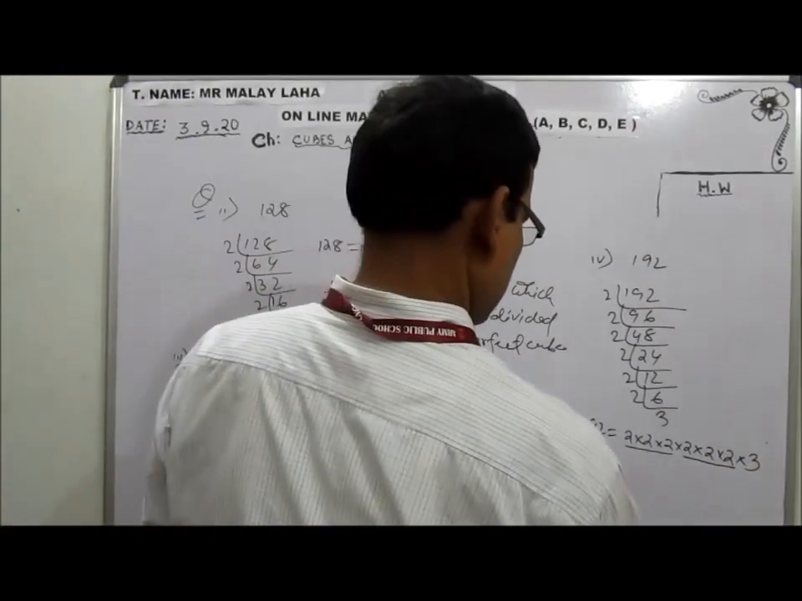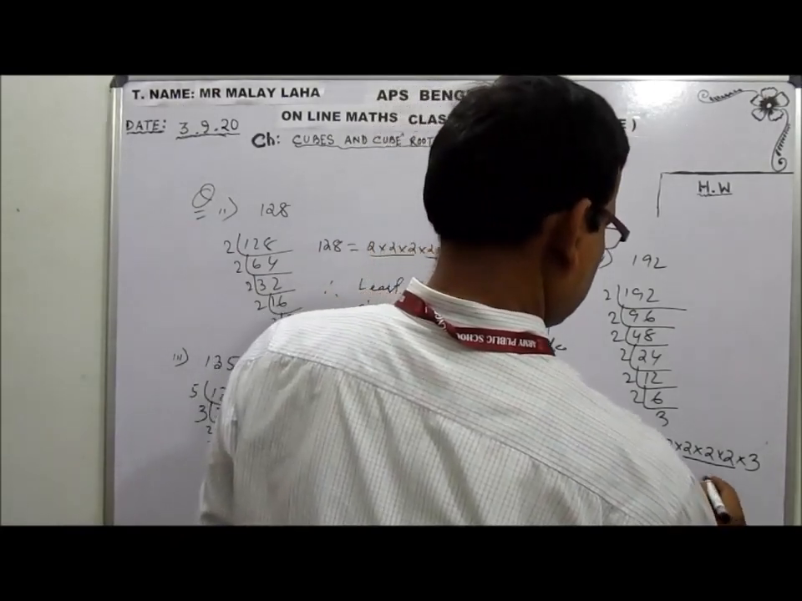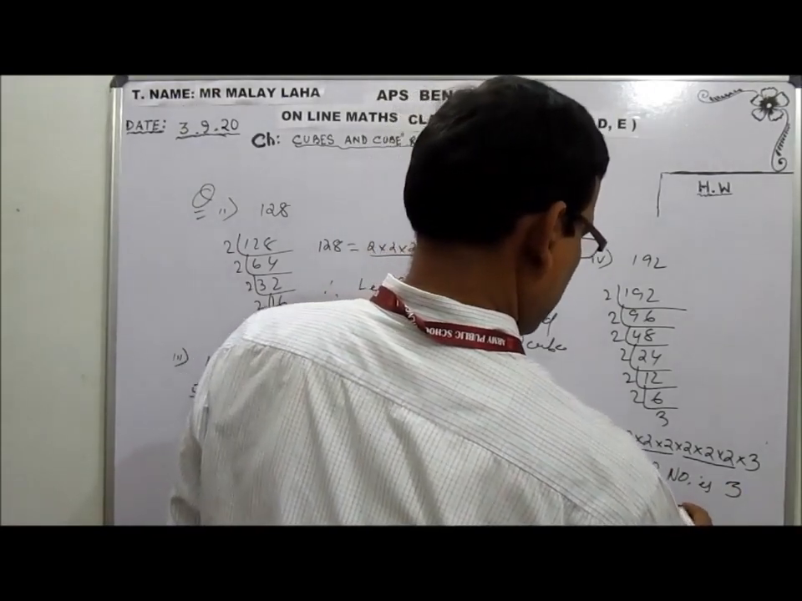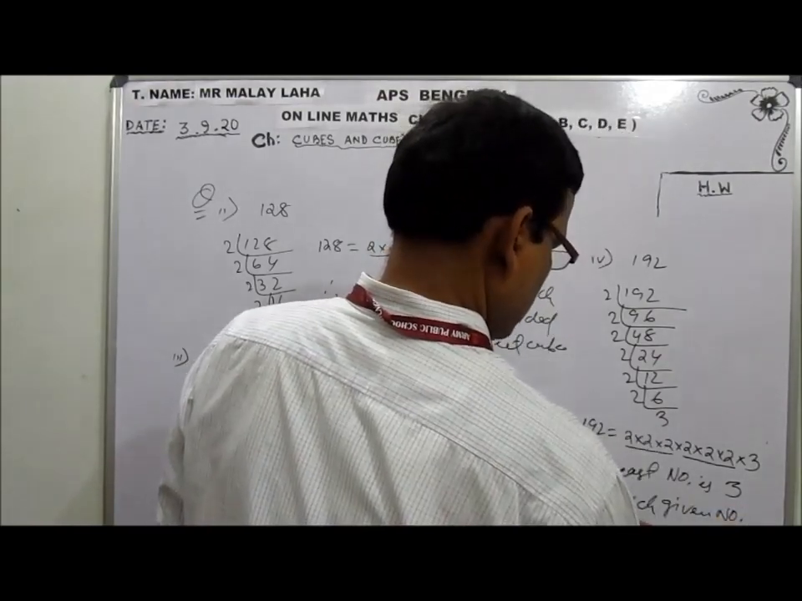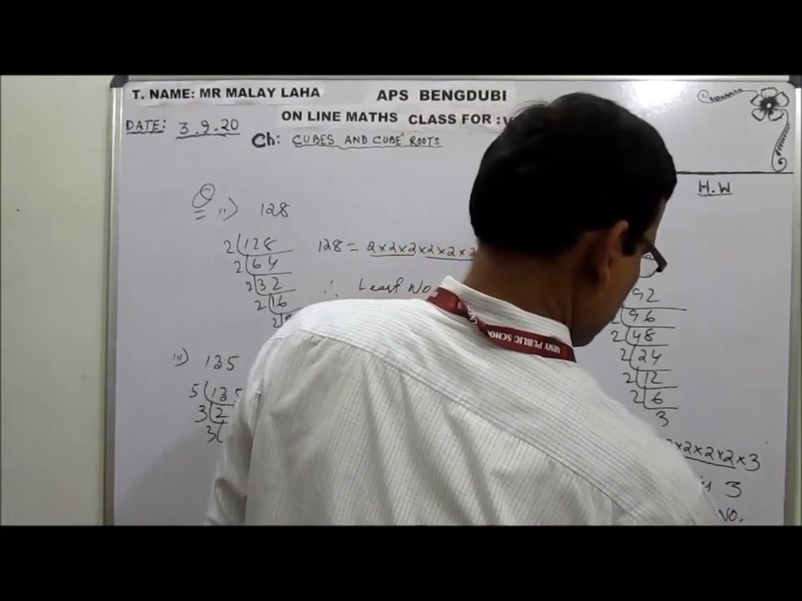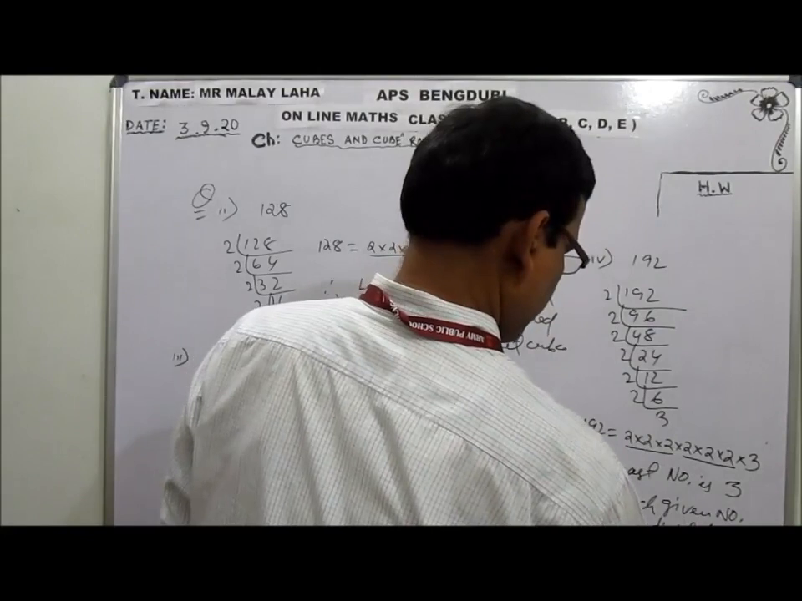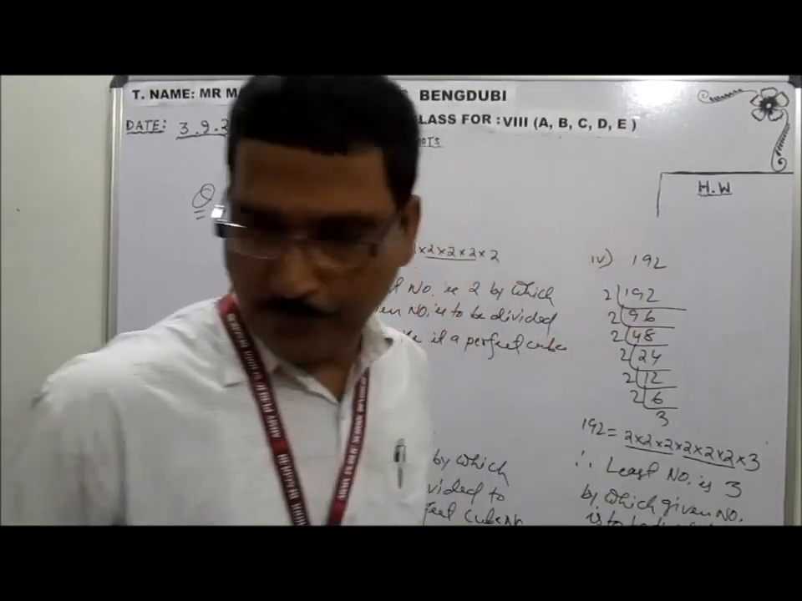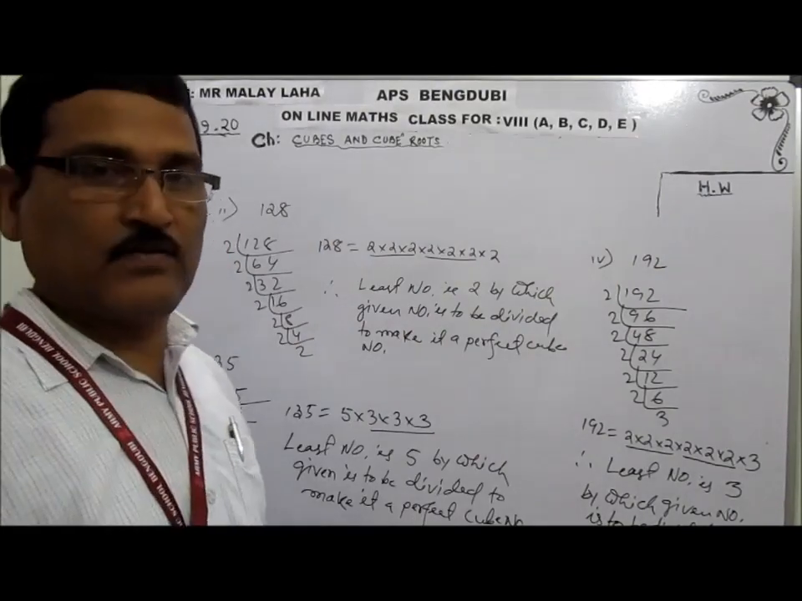Okay, so therefore the least number is 3, by which the given number is to be divided to make it a perfect cube number. Okay, whatever questions I have given you in the first video, then find out the cube root.